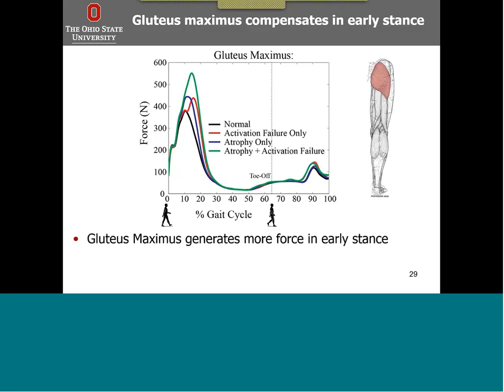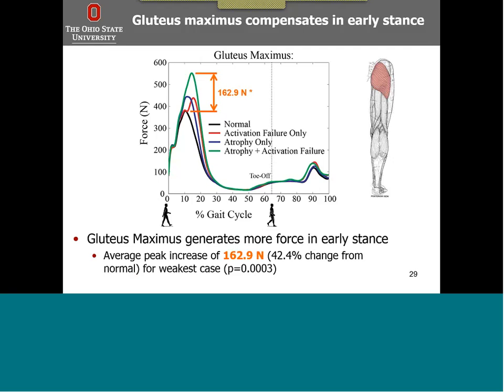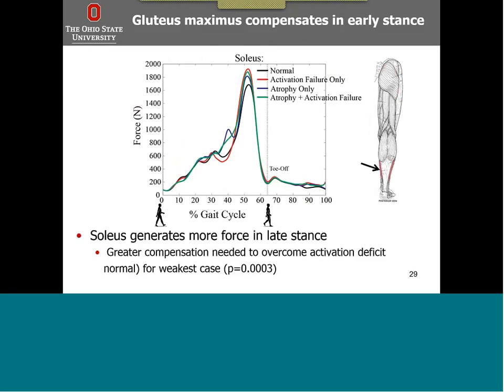And what we see for Gluteus Maximus is that it generates more force in early stance and compensates more in response to the combined case of atrophy plus activation failure. We saw an average peak increase of nearly 3 newtons, which was a little over 40% change from the normal full strength simulation.